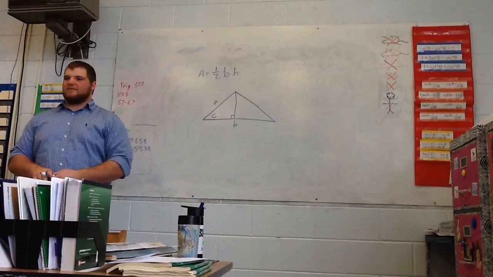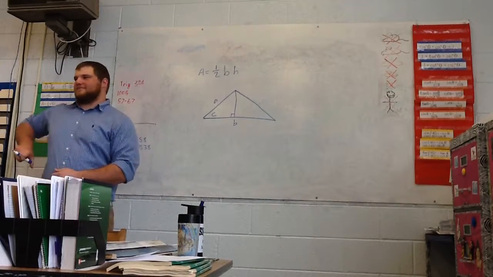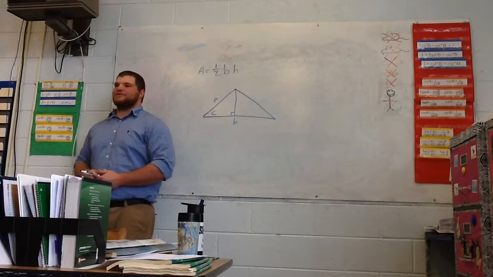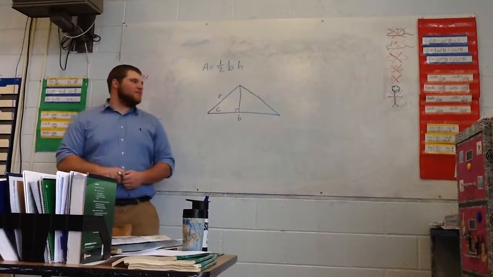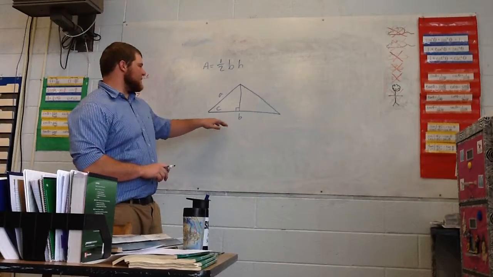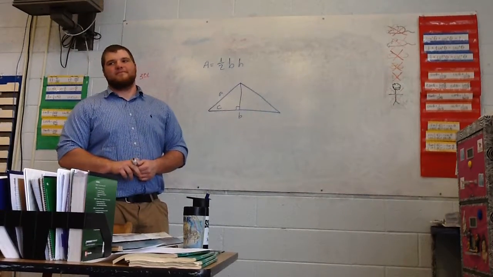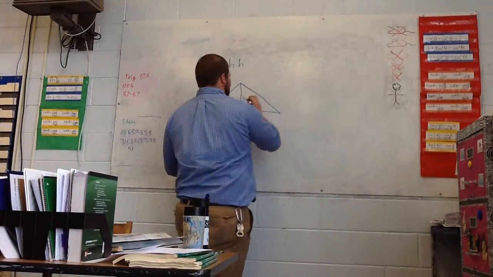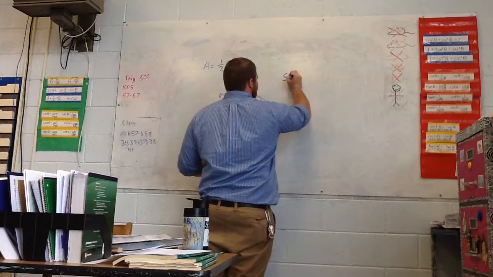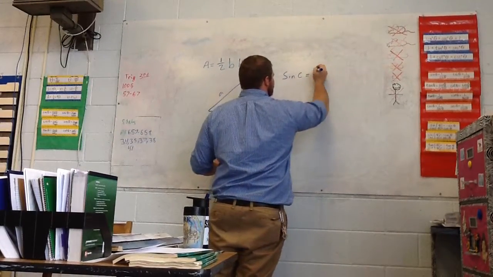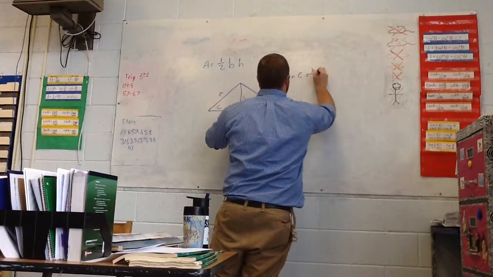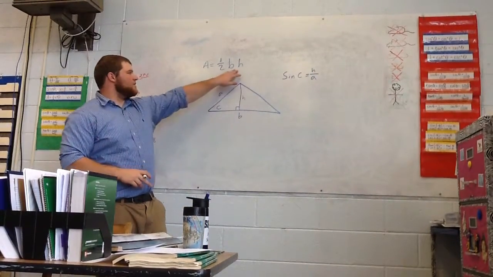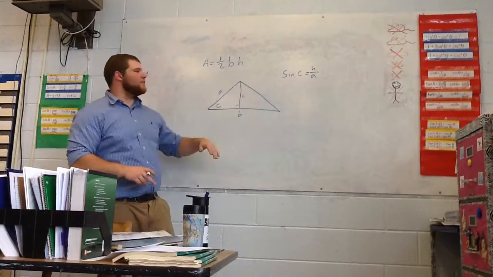What can we use to find that extra side? Not necessarily the law of sines, just our identities, right? So, which one of the identities is opposite over hypotenuse? Sine. So, we know that sine of C equals opposite, which is our H, over hypotenuse, which is A. Okay? So, we're trying to solve for H so we can plug it into our formula.